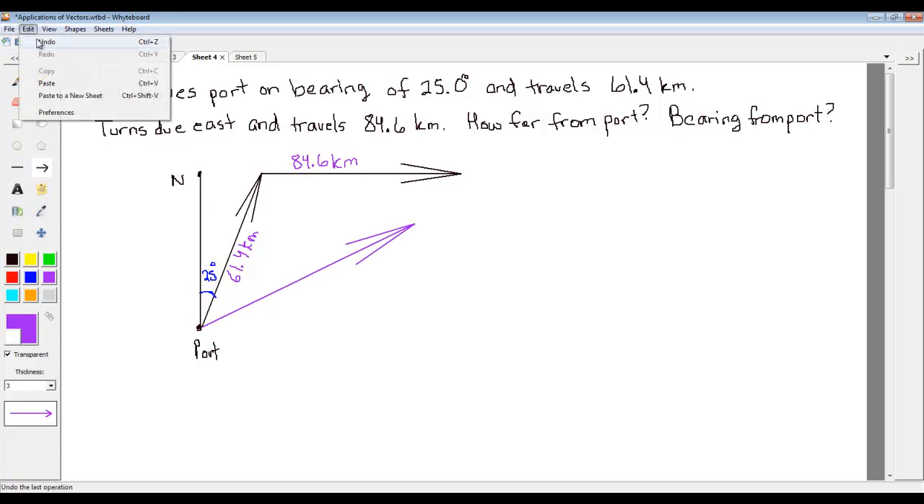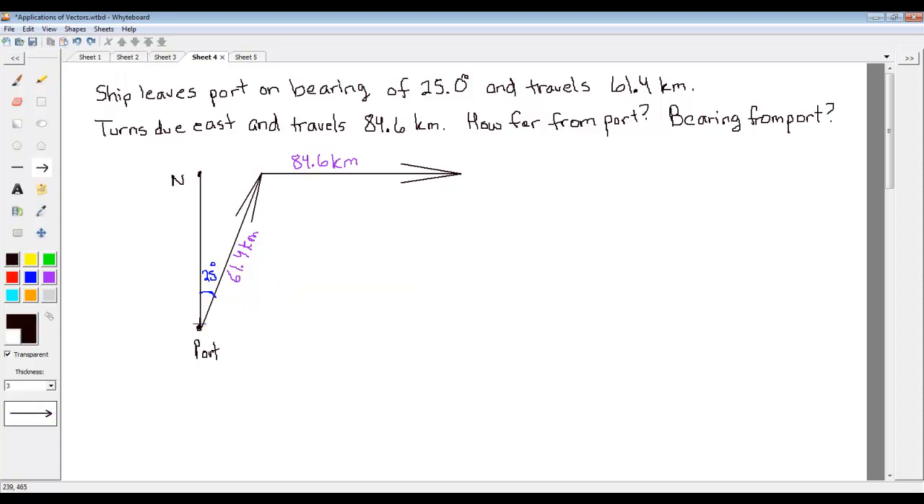Oops, I don't want a purple, I want a black. I'm just being picky that way. Alright, so we're trying to find out how many kilometers it is now when it stops here. So how far from port is it? And then we're also wanting to know what is its bearing from port. So how many total degrees is that? Alright, so let's first worry about how far from port. That'll be important.